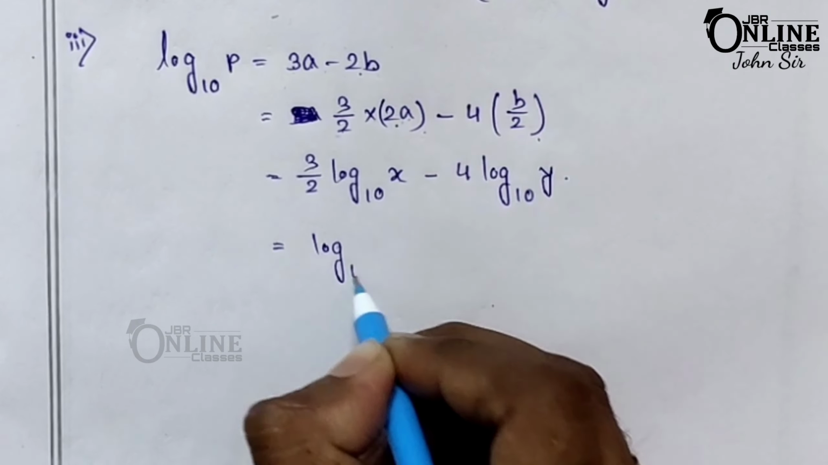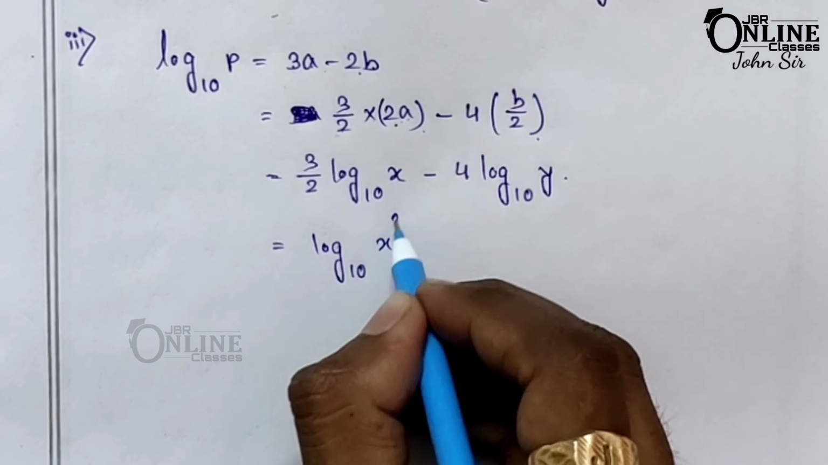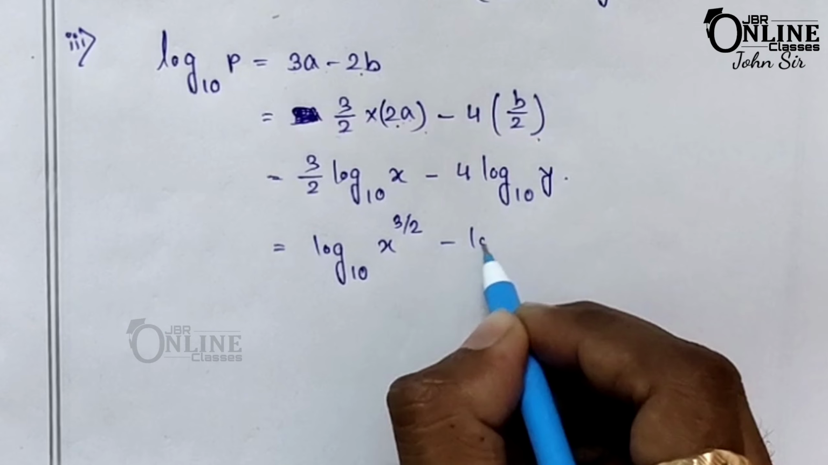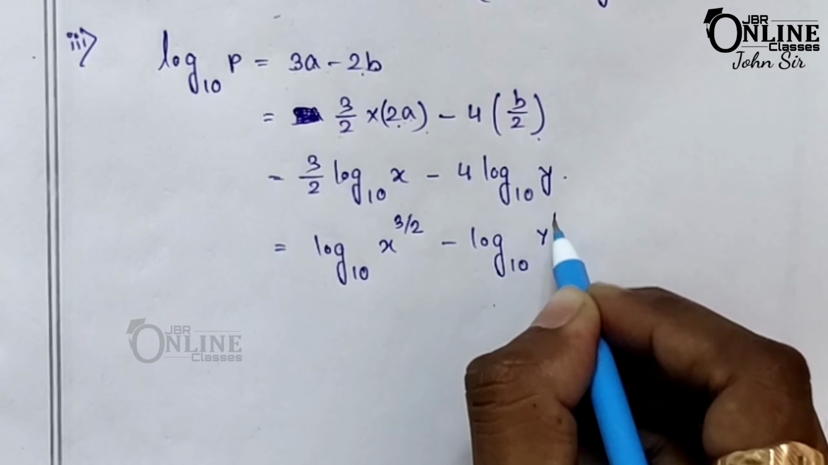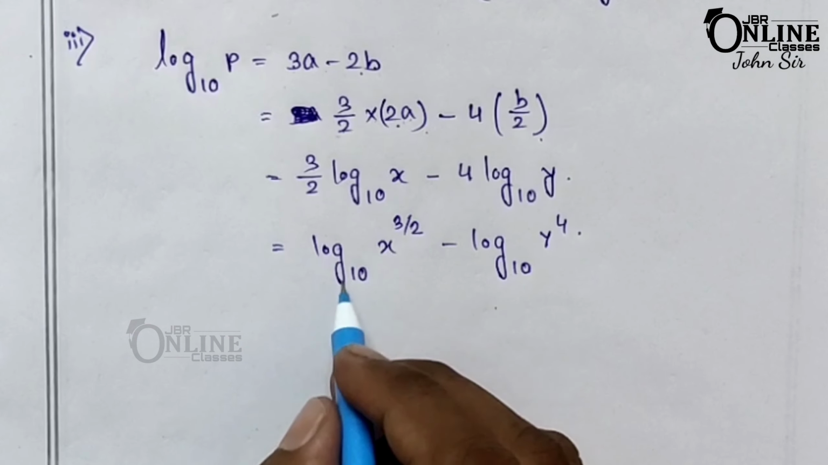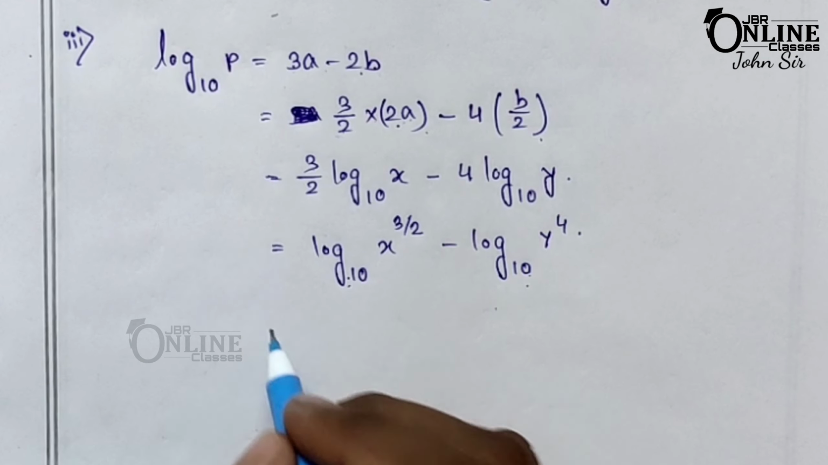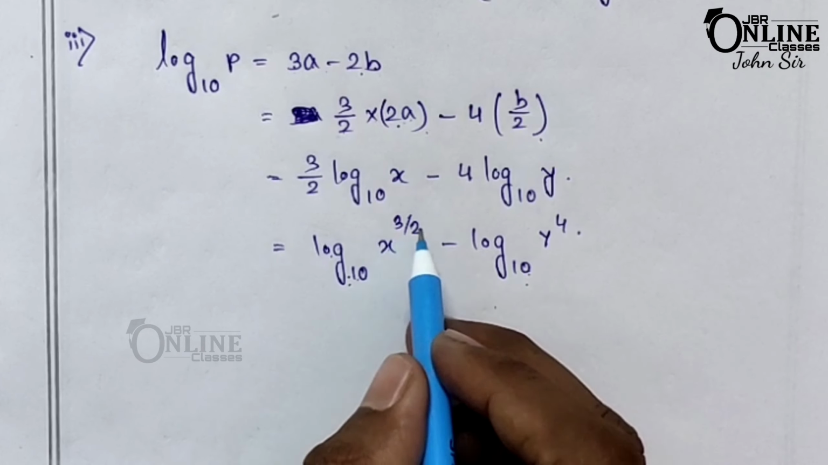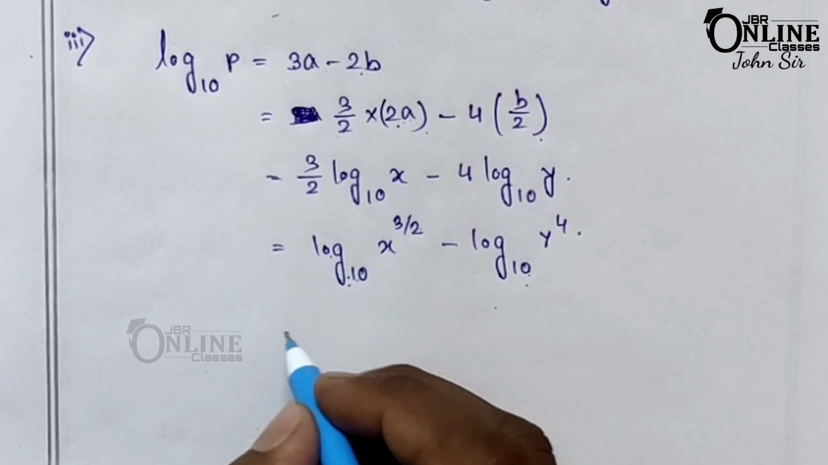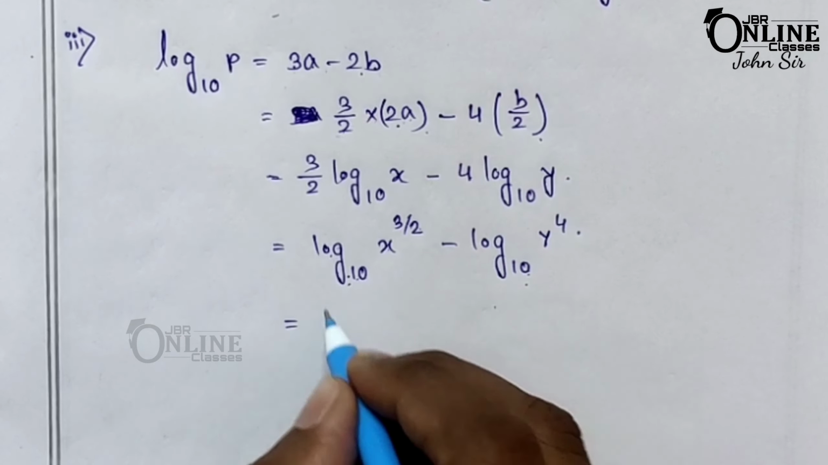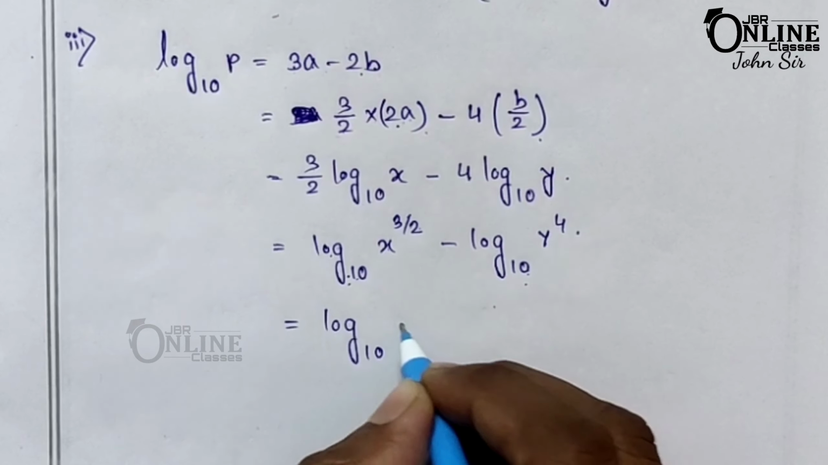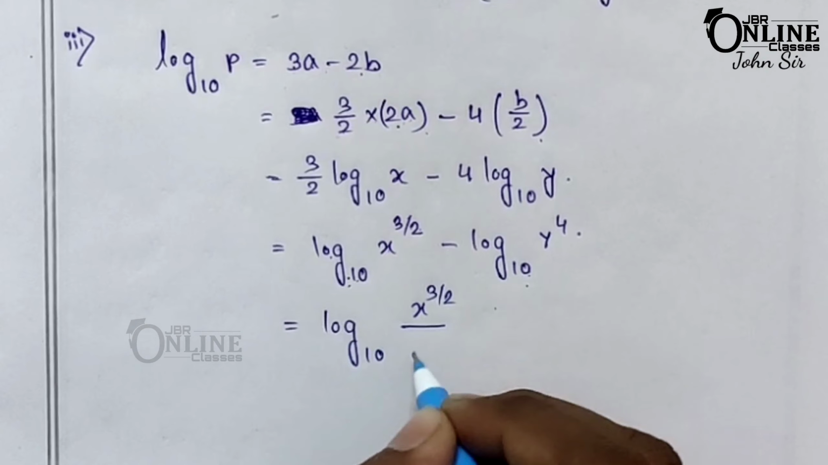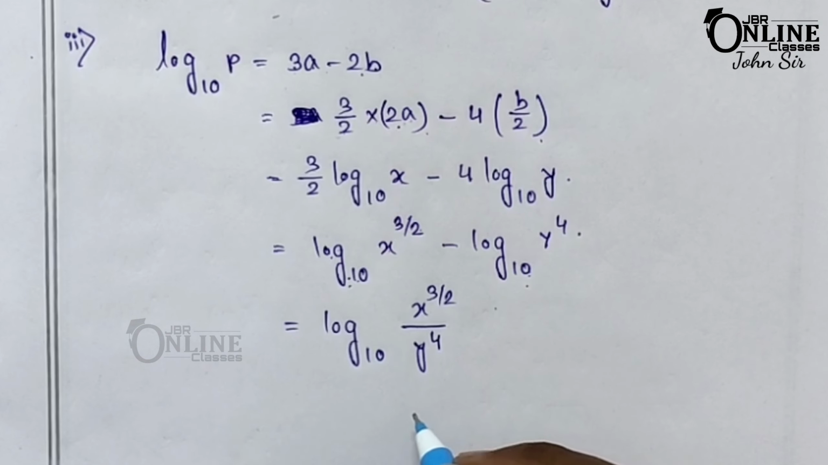So by the formula, log 10x and 3 by 2 will be here x to the power 3 by 2, and here log 10y to the power 4. So here both the bases are same. So here log 10 x to the power 3 by 2 minus log 10 y to the power 4. So by the formula of log, you can write this in this way, log 10 here x to the power 3 by 2 by y to the power 4.